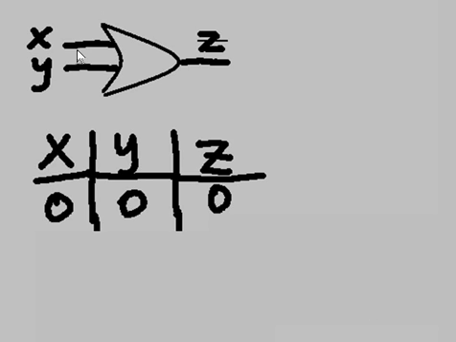If you have a 1 or a 1 on the inputs, if either one of these are a 1 or both of them are a 1, you're going to get a 1 output. Okay, so we look at the truth table. X is a 0, Y is a 0. There are no 1s. The output has to be a 0.